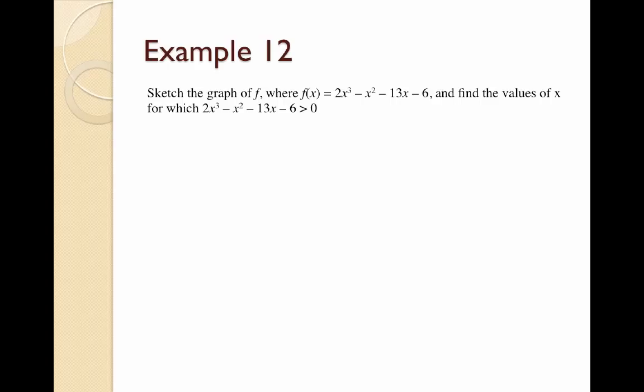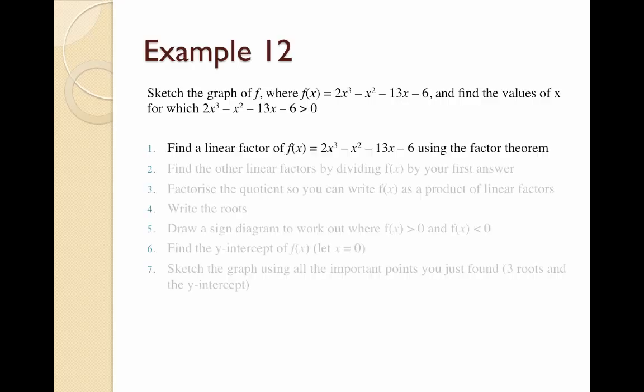Let's say we're asked to sketch the graph of f of x when f of x is 2x cubed minus x squared minus 13x minus 6. And we want to find the values of x where that graph is greater than 0. We're going to go through a few steps to do this, and it might be worthwhile to pause the video so that you can write down each of the steps. The first step is to find a linear factor of f of x by using the factor theorem. That is, subbing in different values of x to work out what a factor would be.